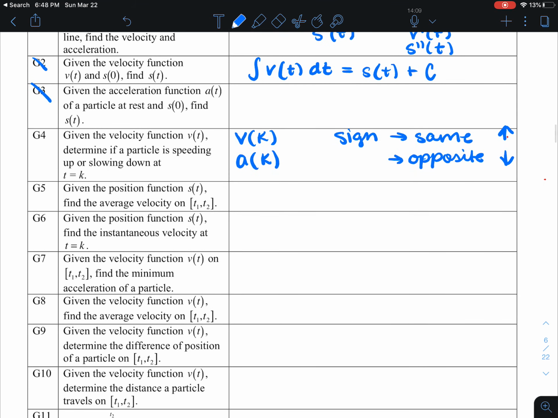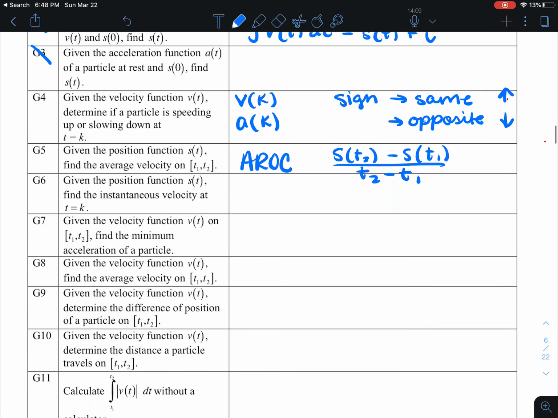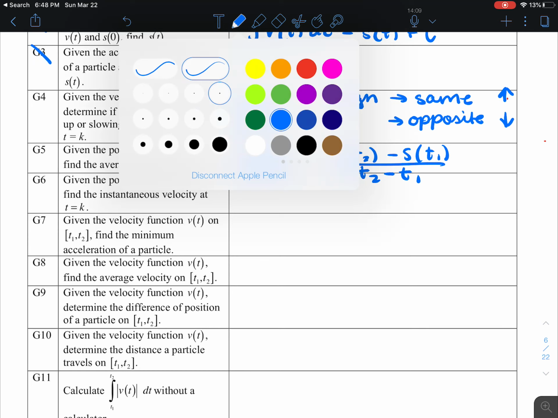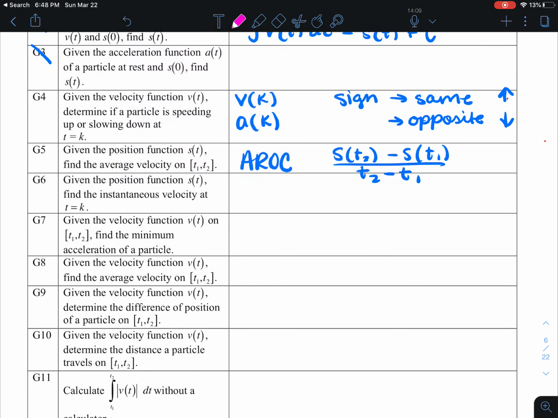G5, given the position s of t, find the average velocity. Again, this is a rock, so this very well could be tested. And so we're doing s of t sub 2 minus s of t sub 1 over t sub 2 minus t sub 1. G6, given the position function s of t, find the instantaneous velocity at k. This is just going to be s prime of k.